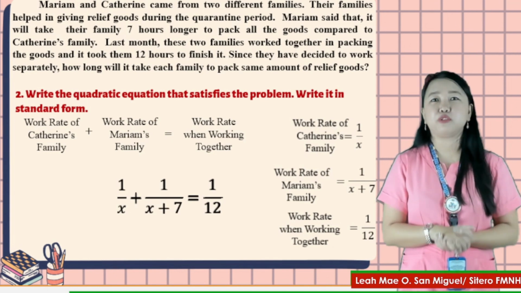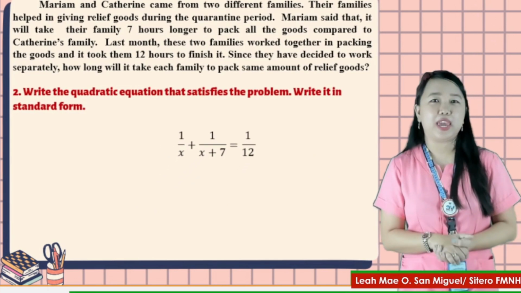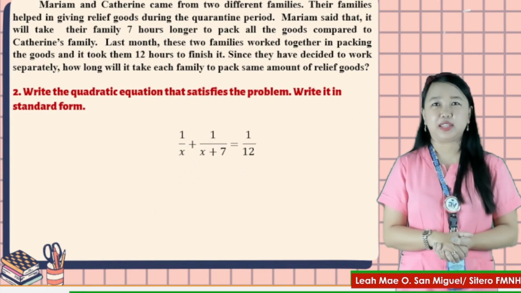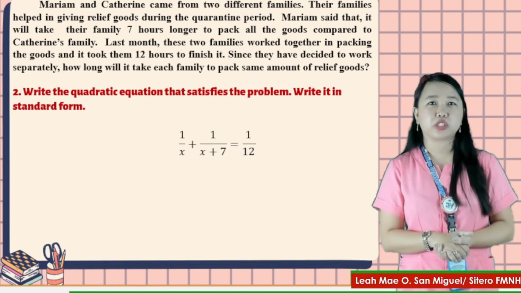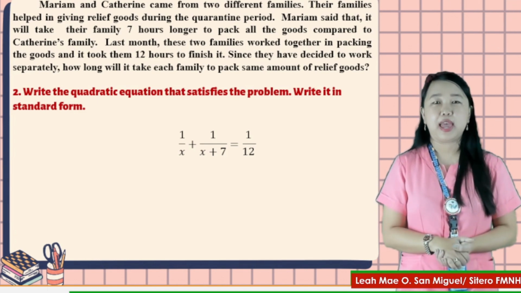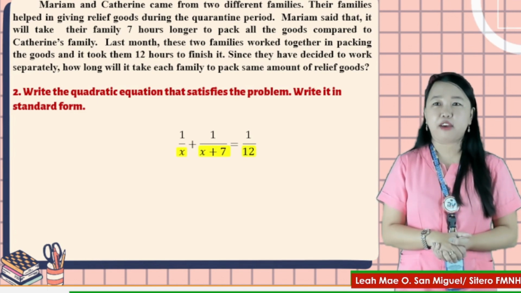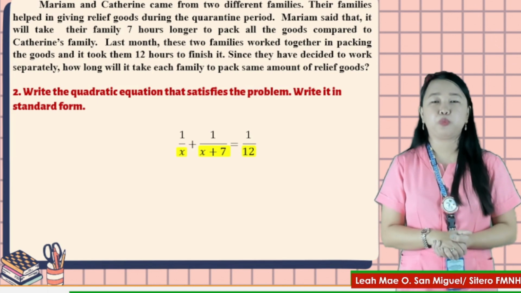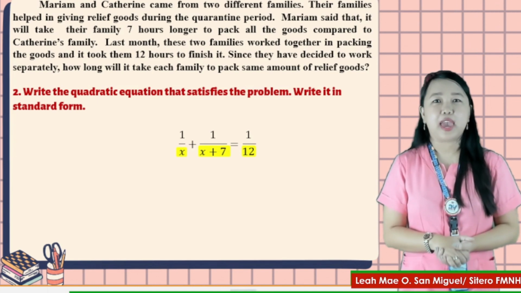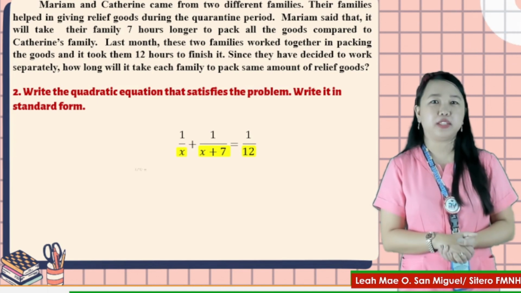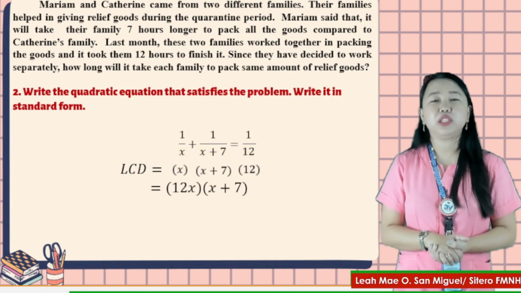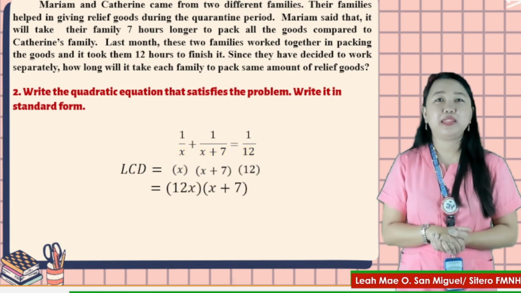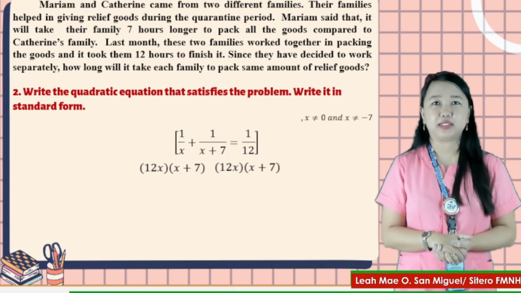Now, we must transform the equation into a quadratic equation. The first step is to identify the LCD of the expressions in the equation. x, x plus 7, and 12 are all prime. Hence, the LCD will be their product. We may now multiply both sides by this LCD.